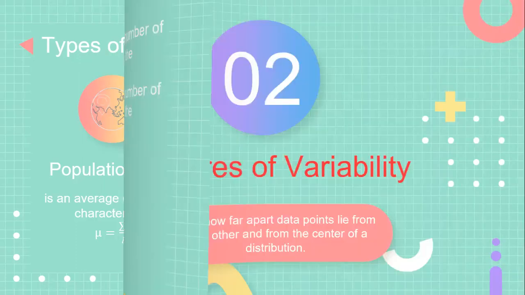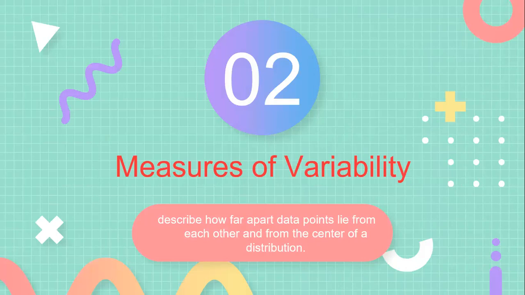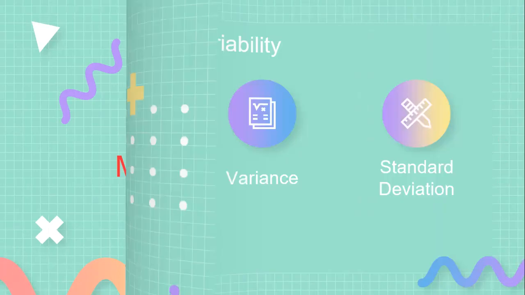Now let's proceed to our topic number two, which is the measures of variability. It is defined as describing how far apart data points lie from each other and from the center of a distribution. It is sometimes called measures of dispersion. It provides descriptive information about the dispersion of scores within data. Now, let's proceed to the next slide.